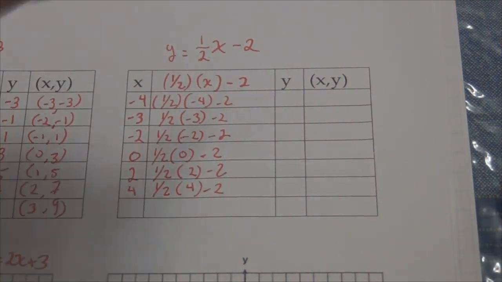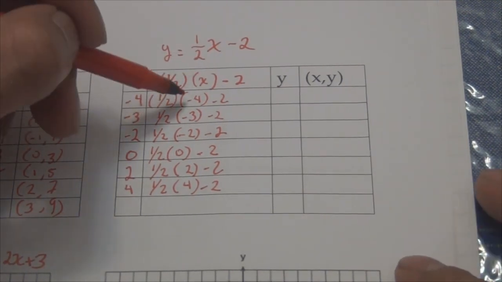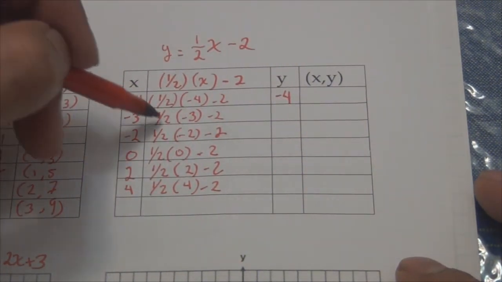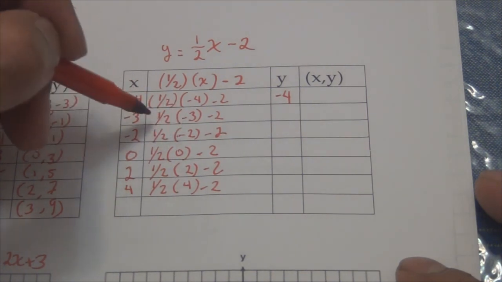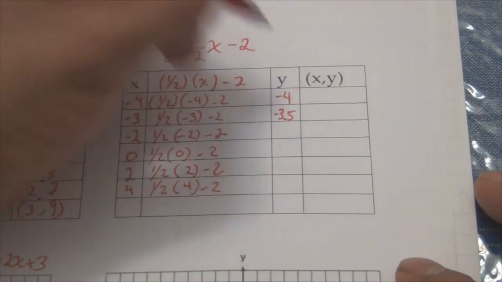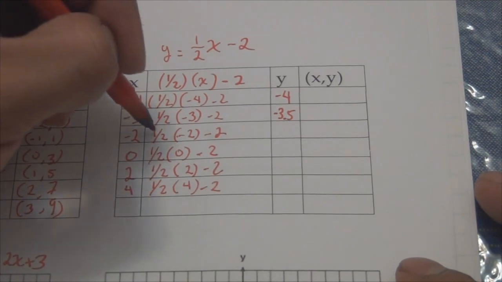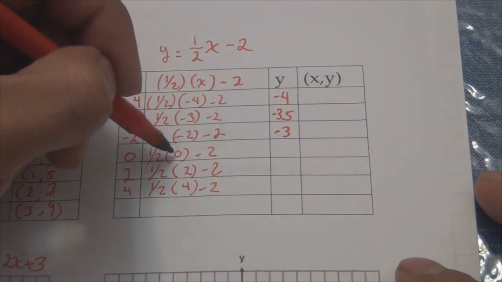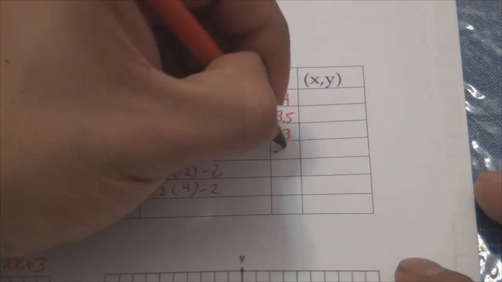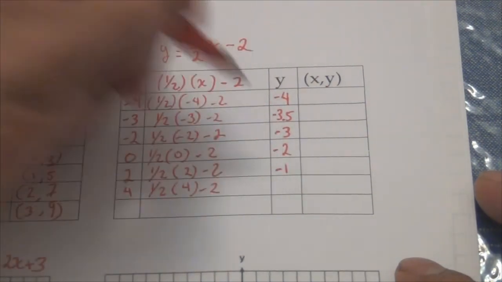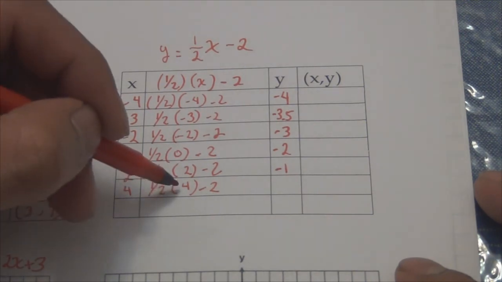So let's see what's going on. What is half of -4? Half of -4 is -2. -2 minus 2 is -4. Okay. Half of -3 is -1.5. -1.5 minus 2 is -3.5. Half of -2 is -1. -1 minus 2 is -3. Half of 0 is 0. Minus 2 is -2. Half of 2 is 1. Minus 2 is -1. Half of 4 is 2.